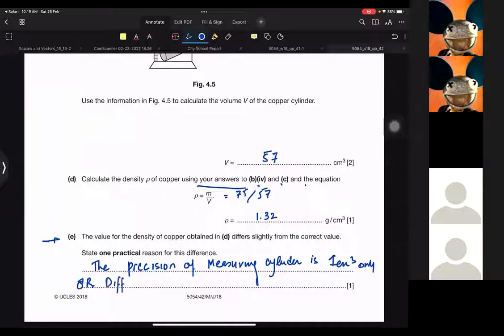or I would write that it is difficult to find the accurate center of gravity on the rule. So these could be two reasons that you could write. If you still have any questions, please let me know.